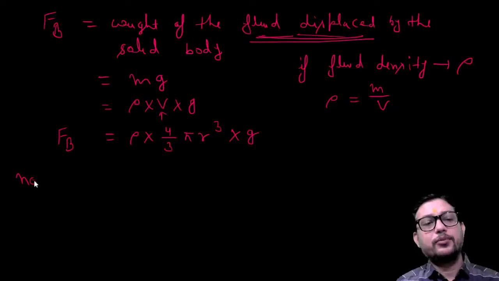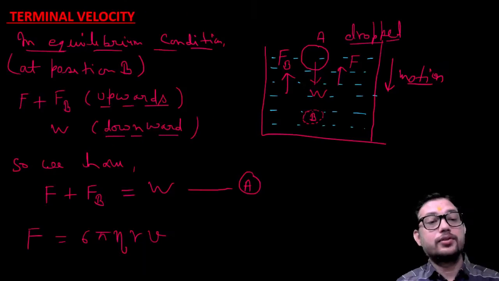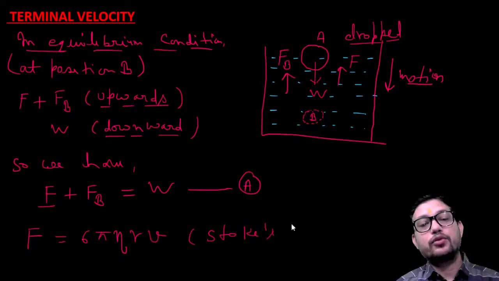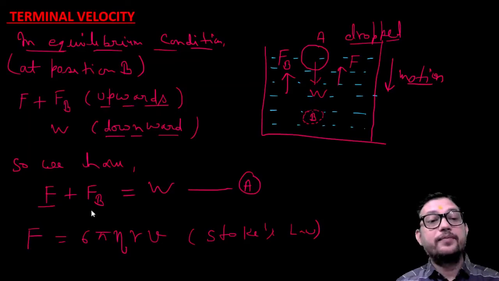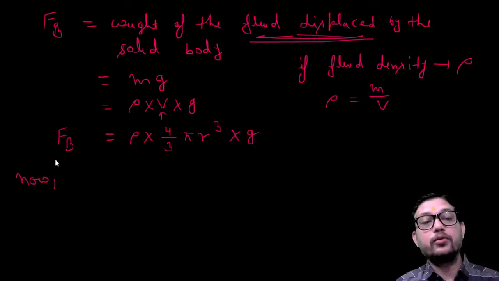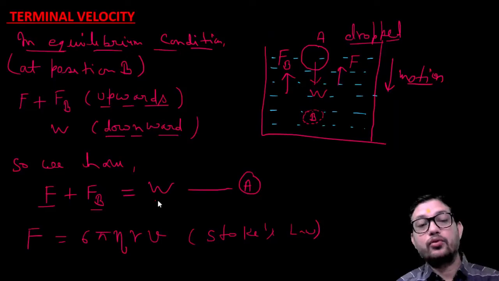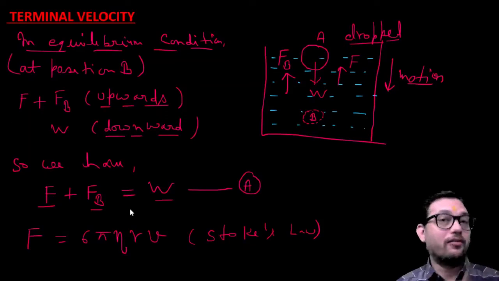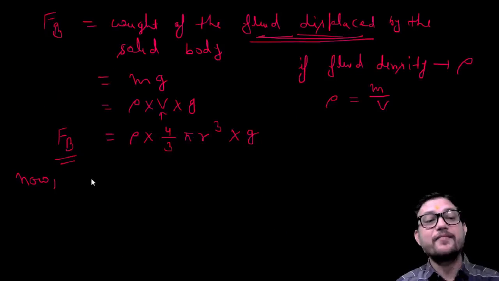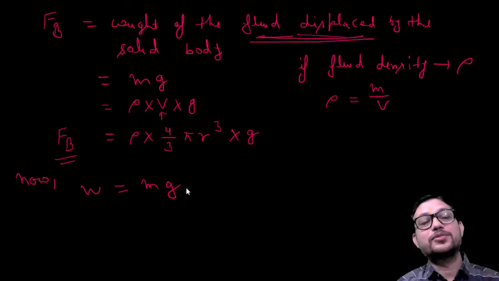Now we will come to the next force, because we have three forces. This is your F, the viscous force by Stokes law. Fb is your buoyant force. And now this is the third force, the force of gravity, or weight, you can simply say that. So weight is nothing but it is also equal to mg.